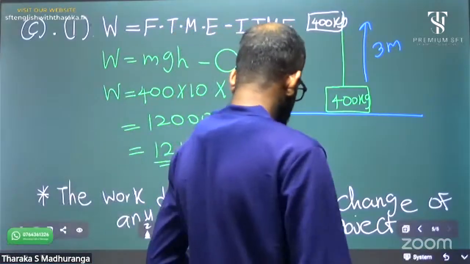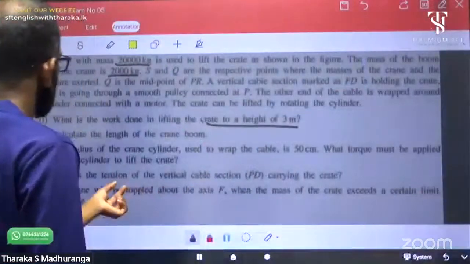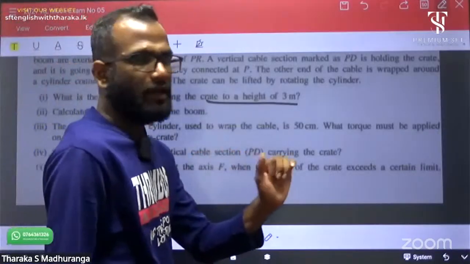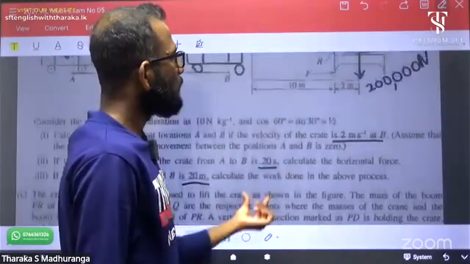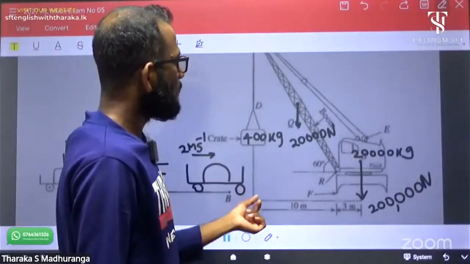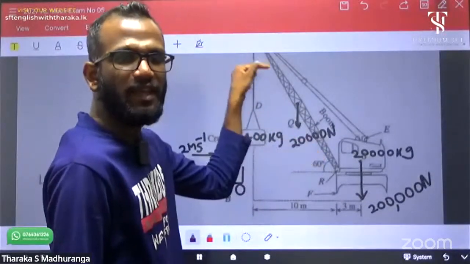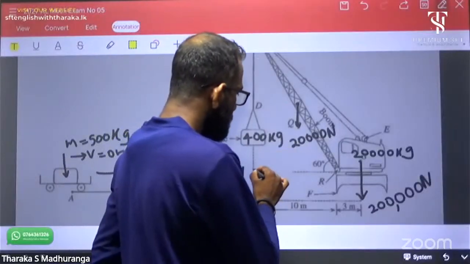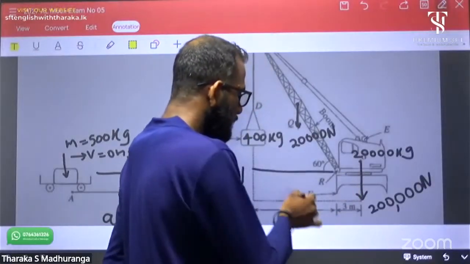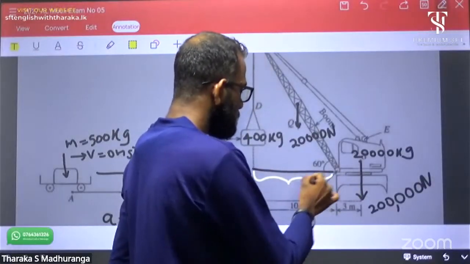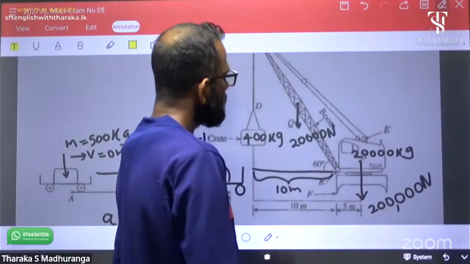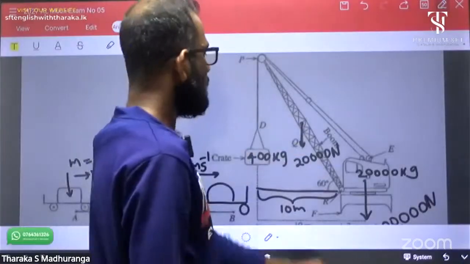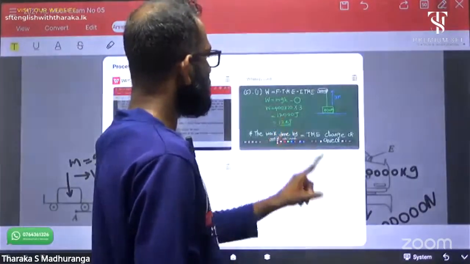Okay, let's move into the next part. Calculate the length of the crane boom. It's very simple, this first question. There is a crane boom, this lever, whose length is asked. The angle is 60 and one length is already given, 10 meter, and this length is asked. It's a right angle triangle.